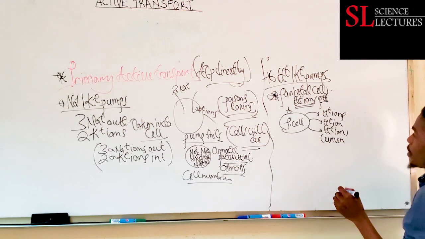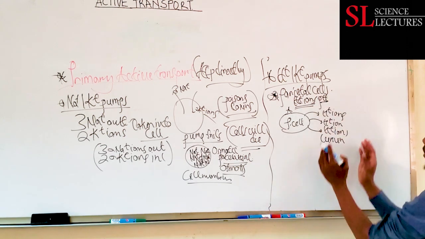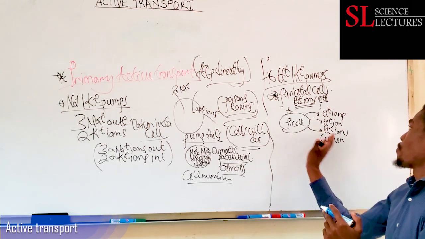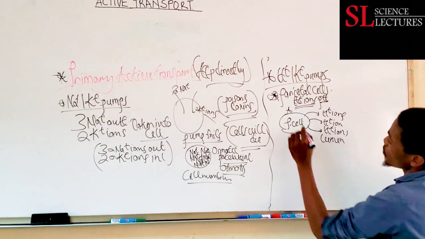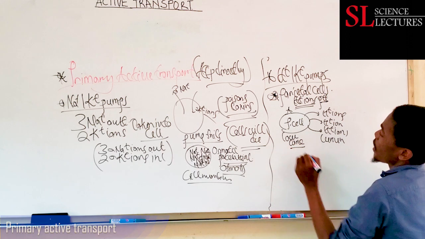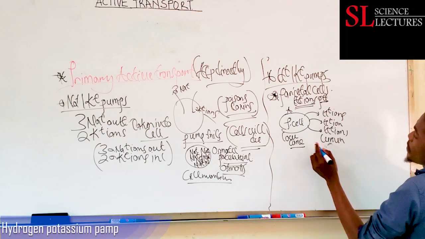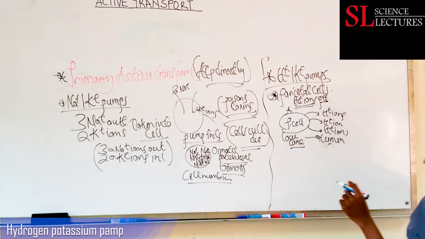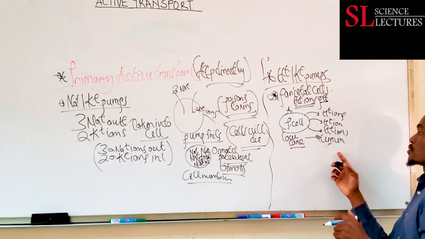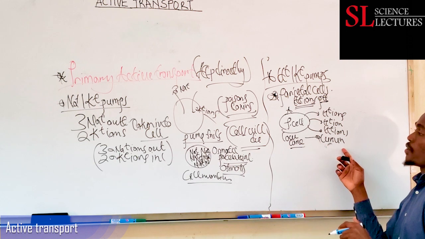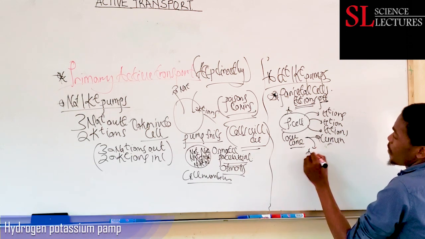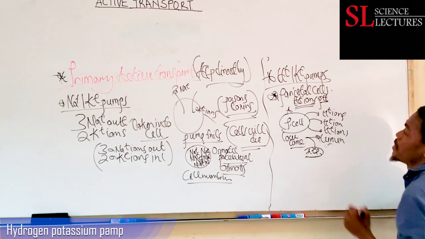So let's imagine now we have a hollow area, which is the lumen of the stomach. Now the parietal cell's role is to pump the hydrogen ions. But of course the hydrogen ions are in a low concentration in the parietal cells as compared to the lumen where they are being pumped. And that is what we call active transport. We are moving a molecule from a region of its low concentration to a region where it is in a high concentration, but utilizing energy in the form of ATP.